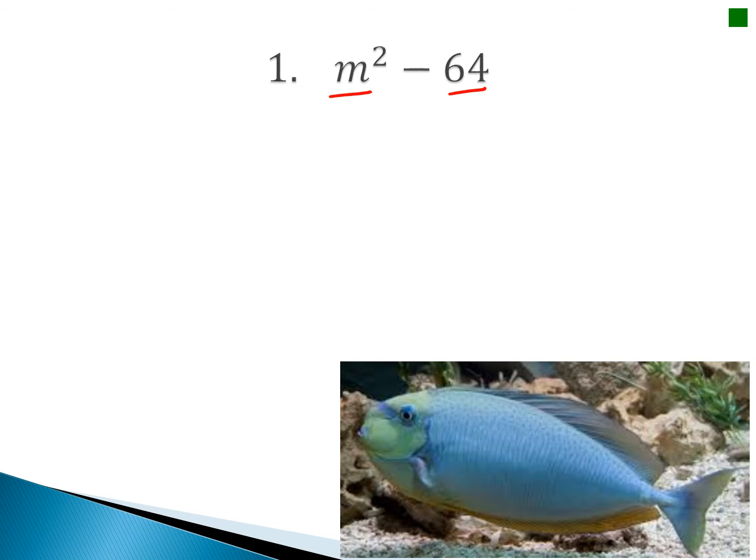Okay, pay attention to what you're doing here. All right, this is a perfect square. It is m times m. That's a perfect square, right? 64 is a perfect square, 8 times 8.